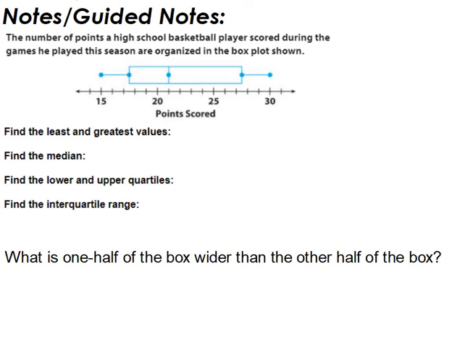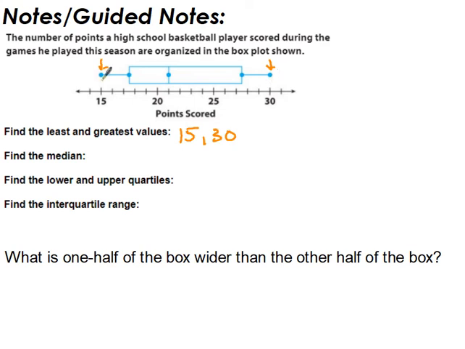Here's what I mean by that. First, least and greatest values. Those are the ends of the whiskers. The smallest value of the data is here at 15, and the largest value is here at 30. From those two values, you should be able to figure out your total range. The total range of the data would be 15, because 30 minus 15 is 15.